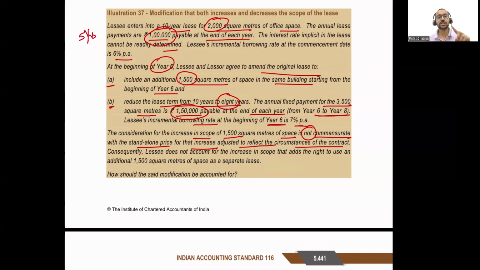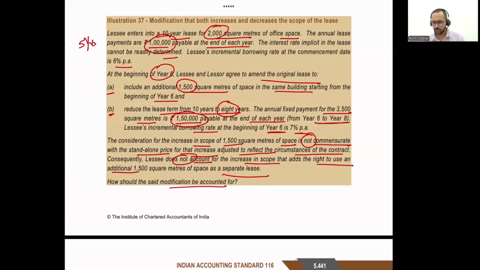If it was commensurate, we would have treated that as a separate lease or an additional lease, but here it's given that it is not commensurate. Consequently, the lessee does not account for the increase in scope that adds to the right of use an additional 1500 square meters of space as a separate lease. How should the said modification be accounted for is the question.